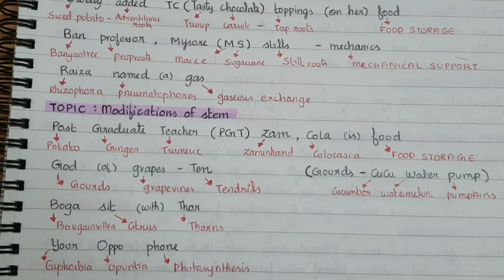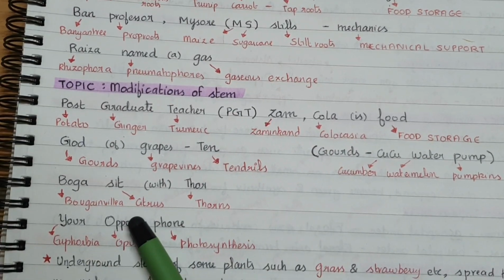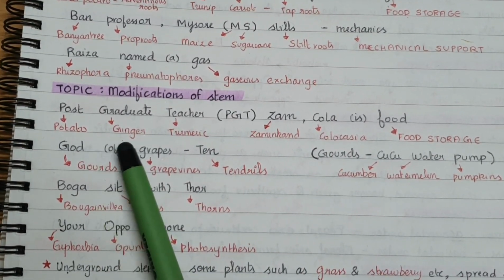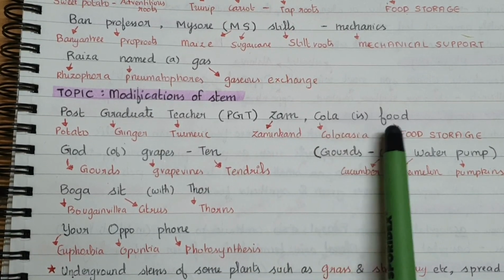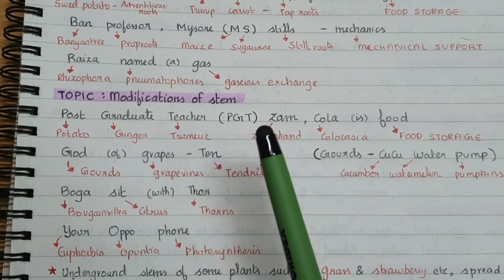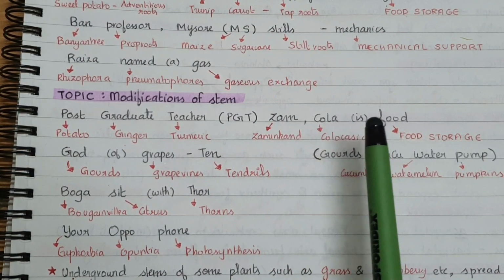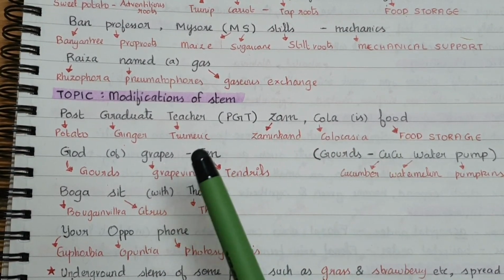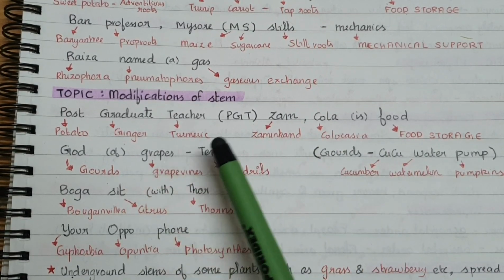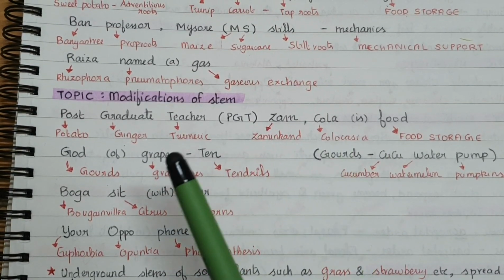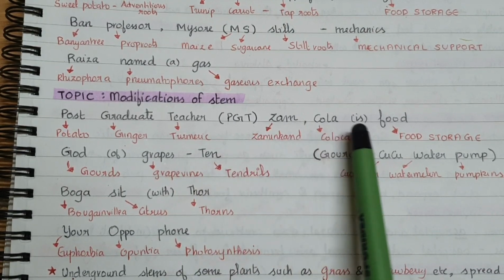Next topic is modification of stem. Okay, the first trick is postgraduate teacher, that is PGT. Sam, cola is food. That is, for this postgraduate teacher Sam, Coca-Cola is his main food. Okay, so postgraduate teacher Sam, cola is food. So for postgraduate teacher Sam, what's the main food? Cola.